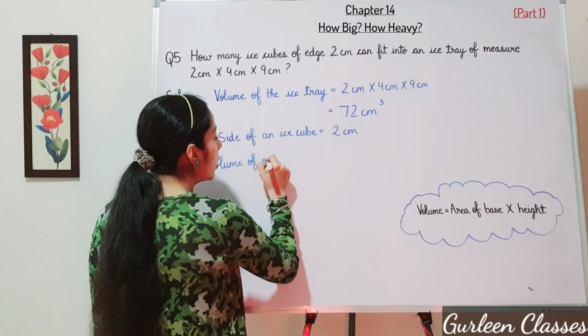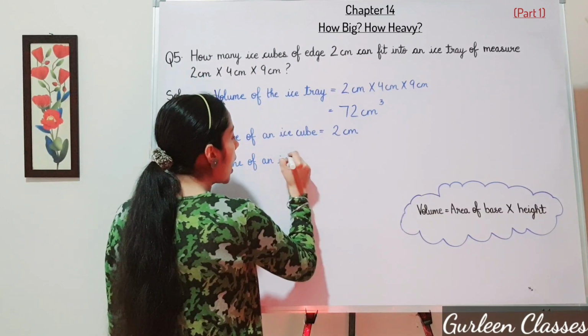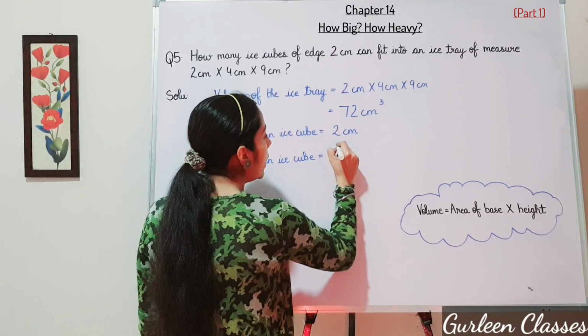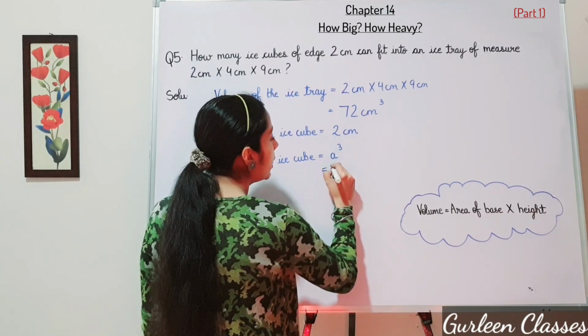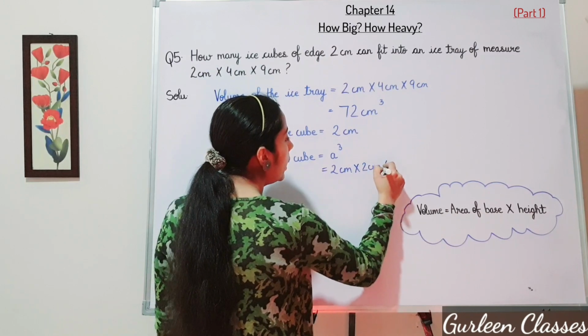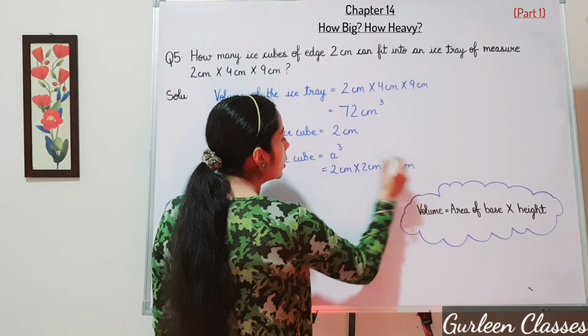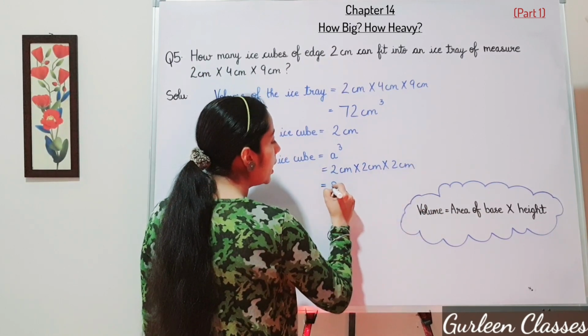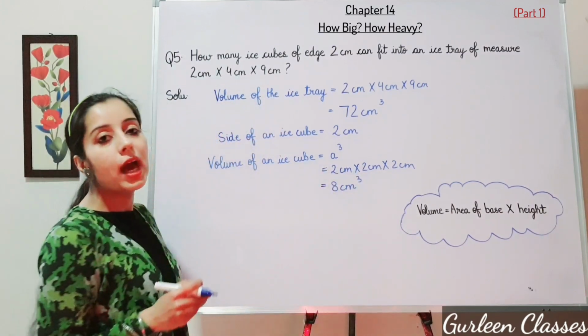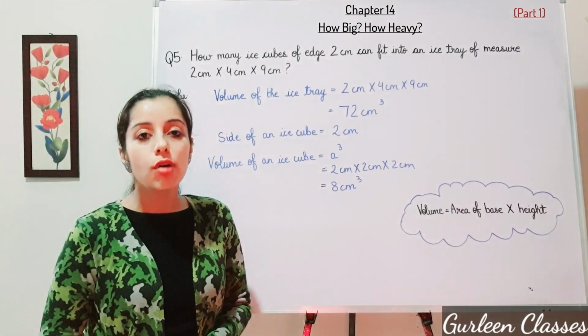So now find out the volume of an ice cube. So volume will be a cube. So multiply 2 into 2 into 2. 3 times side we have multiplied will be 8 centimeter cube.